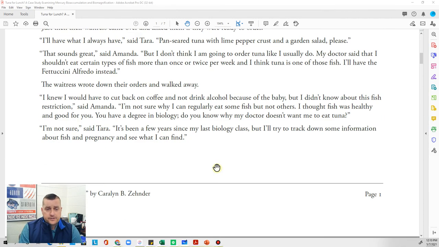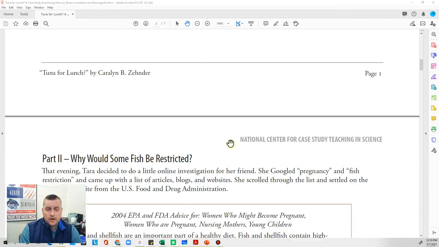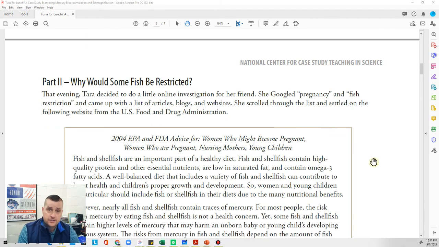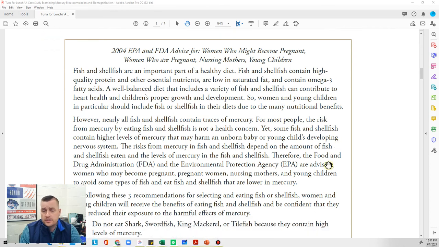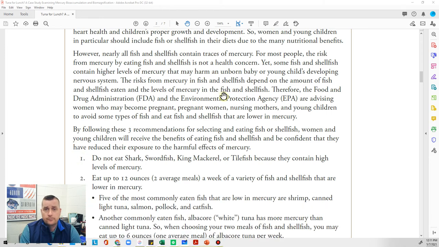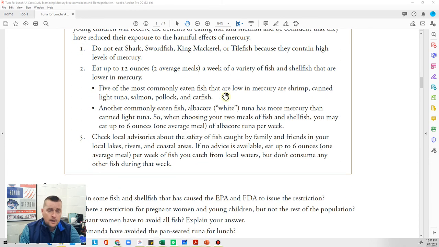So that's this first part. And then the second part is some information about risks for pregnant women and their intake of mercury. All right, so continue to read through this advice from 2004 from the EPA and the FDA for levels of mercury for pregnant women.